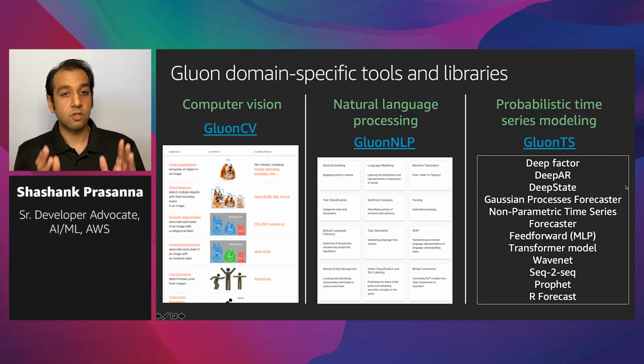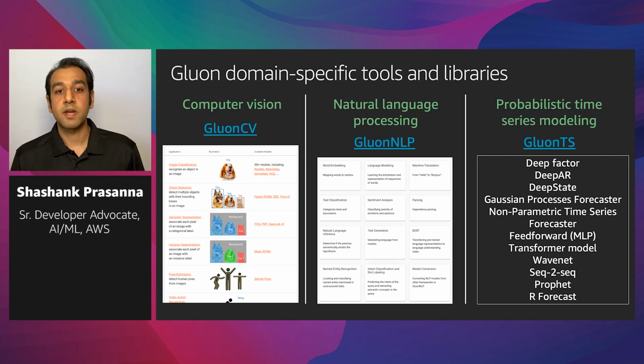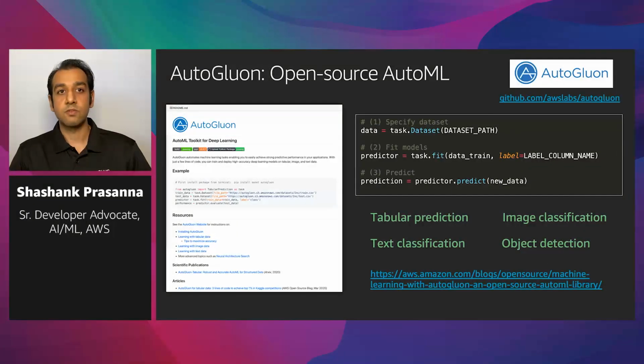With GluonCV, you get computer vision specific packages with multiple pre-trained models, with GluonNLP for natural language processing and GluonTS for time series. And the recent addition to the Gluon family is AutoGluon, which gives you AutoML capabilities with just 3 lines of code. You just specify your data set, you specify a fit function, and you predict.